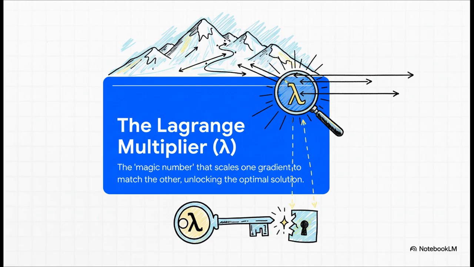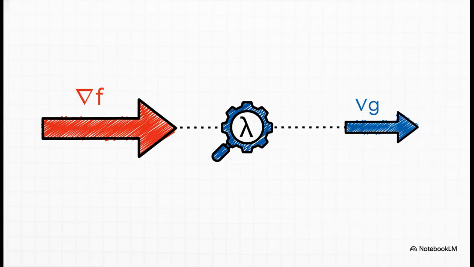And as we'll see, it's more than just a trick. This number actually tells us something really important. It's the missing link. So that whole core idea, that at the best possible spot the two gradients are just scaled versions of each other, is captured in this one single beautiful equation. The gradient of our goal function f is equal to lambda times the gradient of our constraint function g.